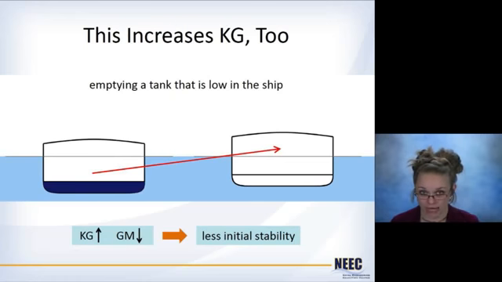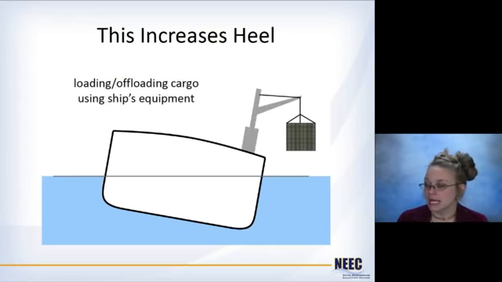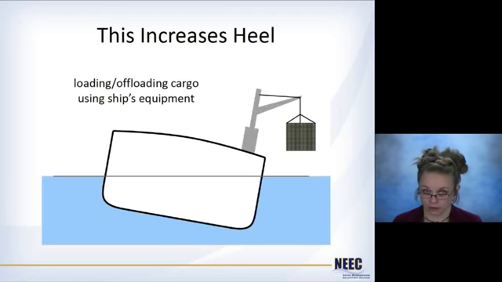Similarly, emptying out weight from the bottom of the ship, if you're emptying out a tank, will cause the center of gravity to rise, which means that the KG will go up, GM will decrease, and you will also have less initial stability. Increased heel can happen when you are offloading or loading cargo. Again, there's no way of getting around this. You have to load cargo onto your ship. However, you need to make sure that you design your ship such that it can handle these conditions.